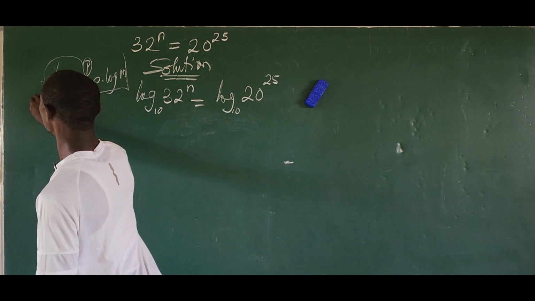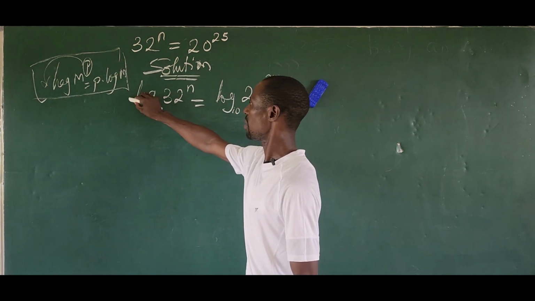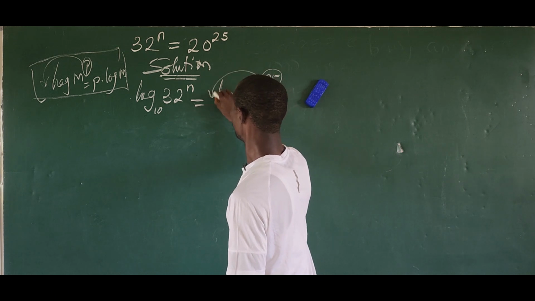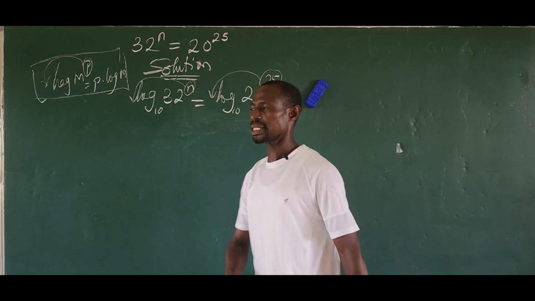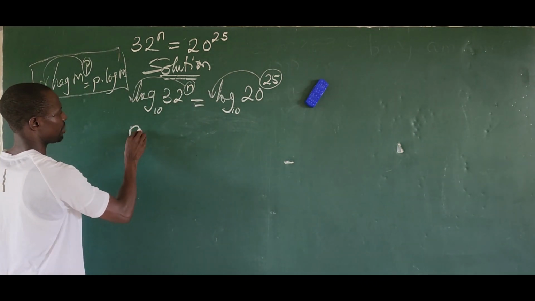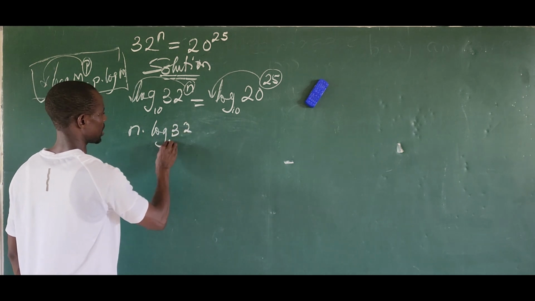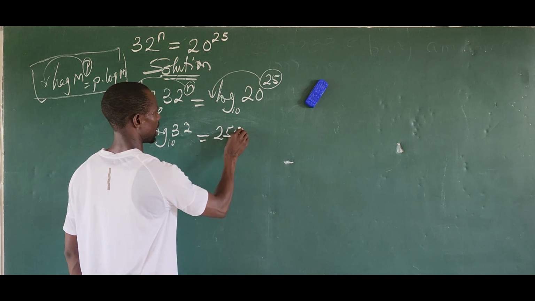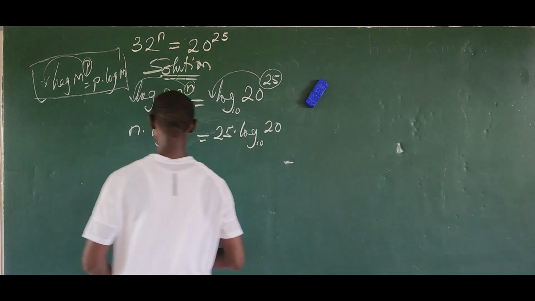So if we make use of this law here, then we can move this n back here, and move this 25 back. So with this, we're going to end up with this: n times log 32 base 10 is equal to 25 times log 20 base 10. This is easy.